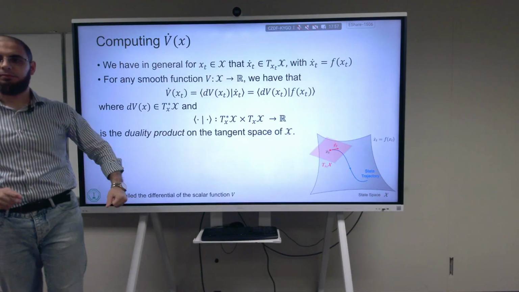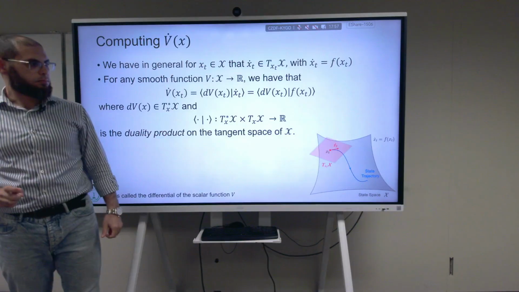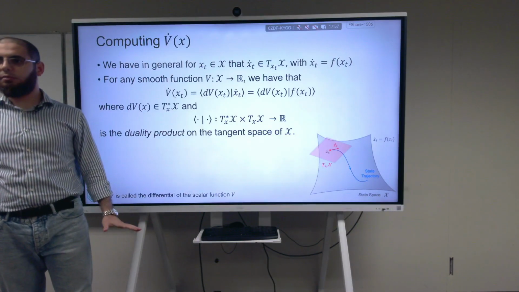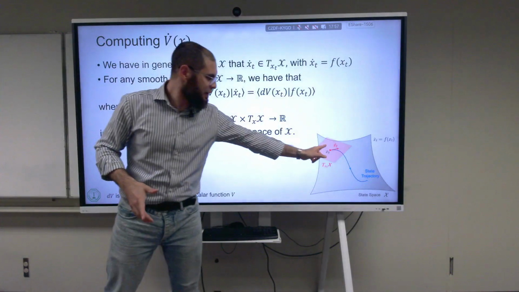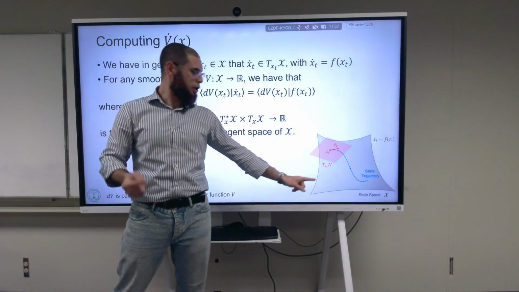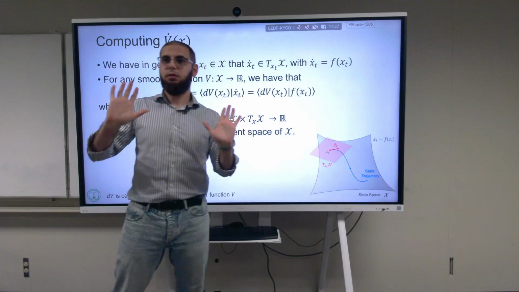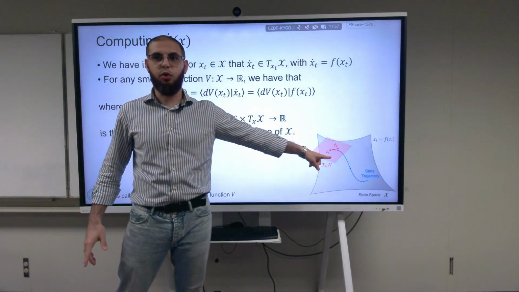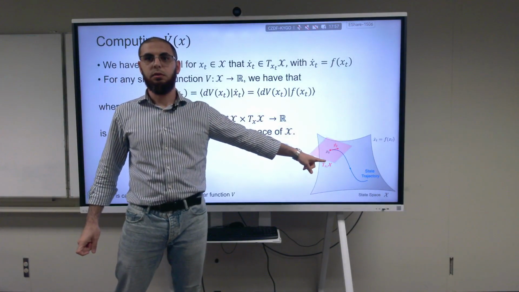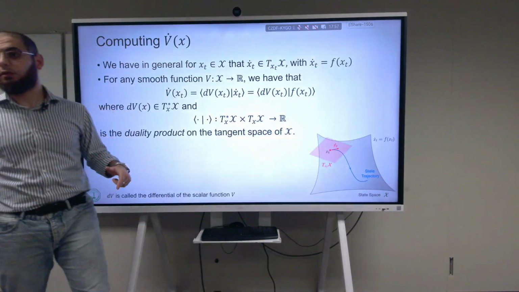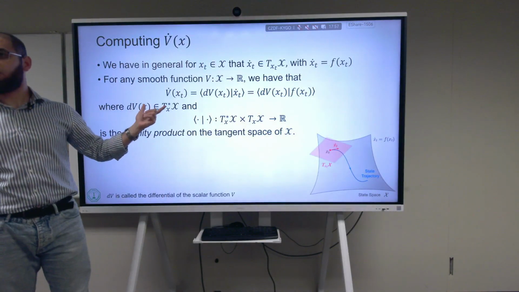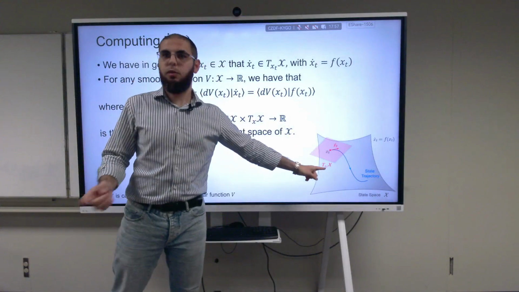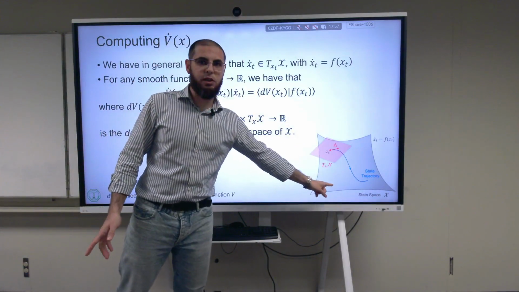Can you visualize V on the same manifold so we get an idea? V is a function on the manifold, which means you give it this point, it gives you one number, and you give it another point, it gives you another number. That's it. This is the trajectory of the function, the blue one, and this is the trajectory in the state space. The V dot is a scalar: you give it this point, it gives you a number, and you give it another point, it gives you another number. That's it.